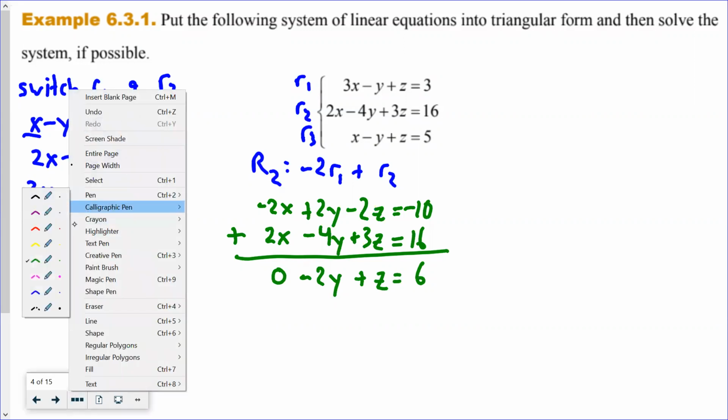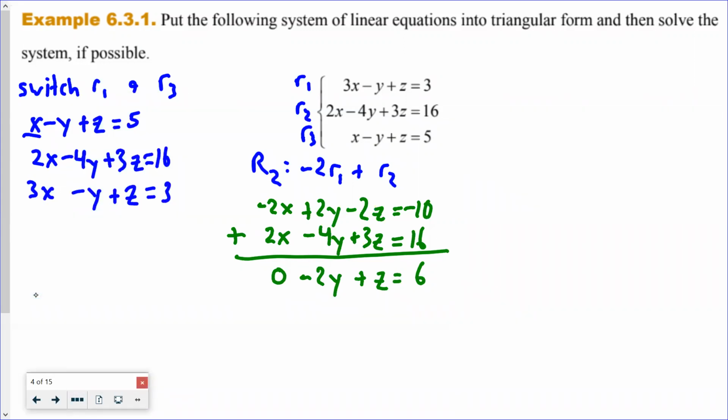So what this means, guys, is that if I were to rewrite the rows, our first row is the same: x minus y plus z is 5. But now we have a new row 2. In row 2, we have a 0 first, so there's nothing going on there, and I don't have to write anything. I just have negative 2y plus z is equal to 6. So now I've got a 0 under the x.